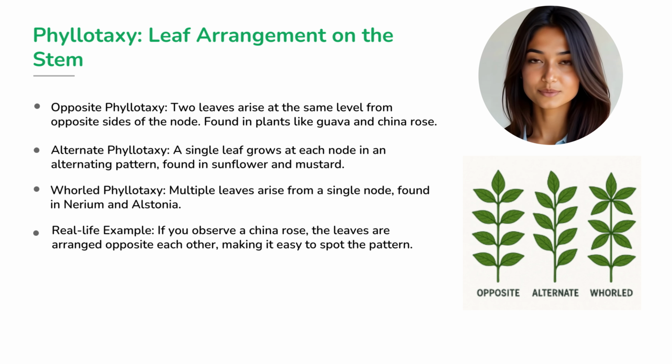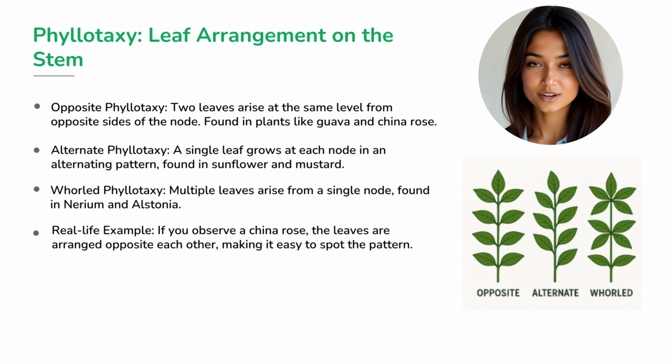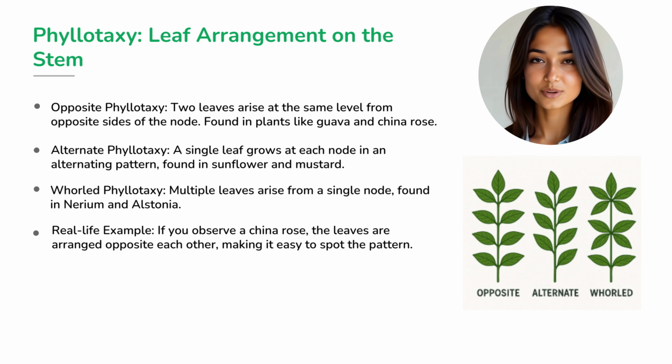And some plants, like Nerium or Alstonia, have whorled phyllotaxy, where multiple leaves arise from a single node. Isn't it interesting how the arrangement of leaves helps the plant get the most light and nutrients?